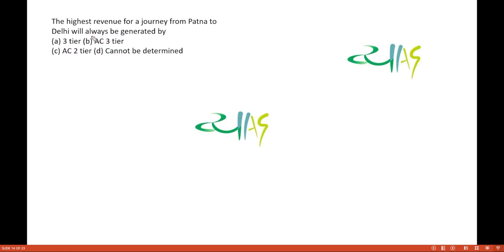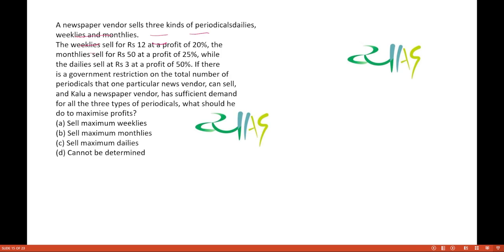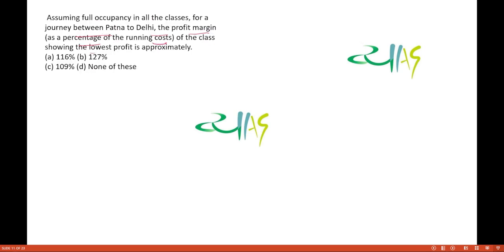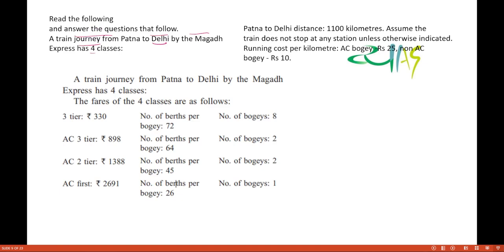See, this question is asking: the highest revenue for a journey from Patna to Delhi will always be generated by... Okay, so you go back, you look at this thing. Okay, so here, highest revenue we are talking about. So when you multiply 330 into 72, you get something like 23760, I guess.